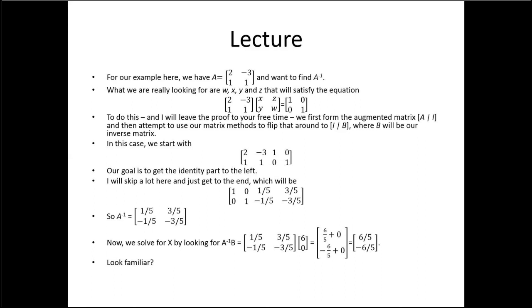So if we do our magic, our Gauss-Jordan, what we're going to end up with when we flip things around is the inverse matrix, which is 1/5, 3/5, -1/5, -3/5. And we can get our solution by multiplying the inverse times the right-hand side. Multiplying that out using the methods that we learned a few slides ago gives us a very familiar looking solution: 6/5, -6/5.